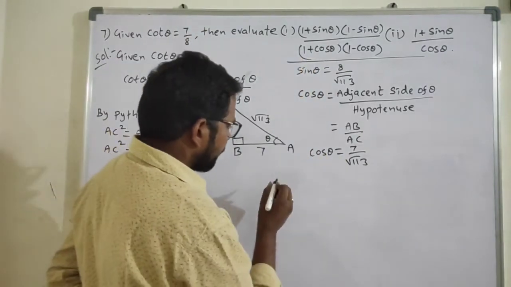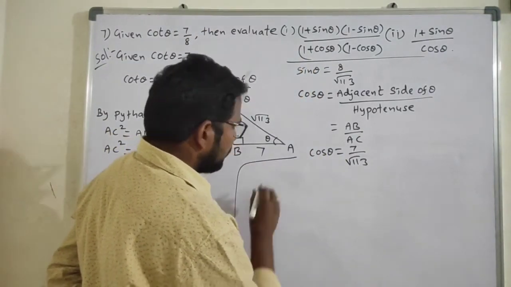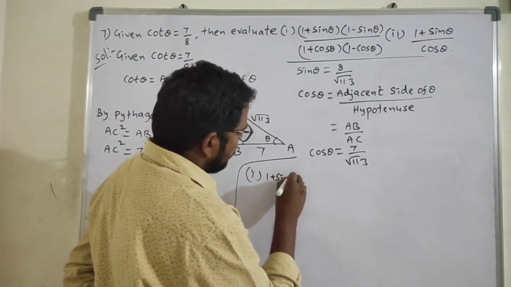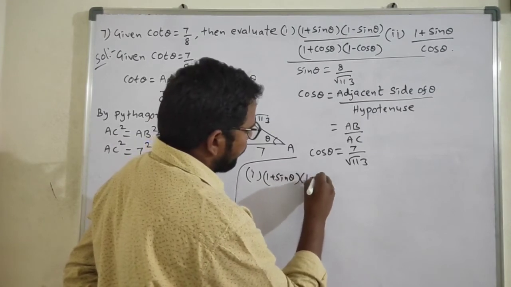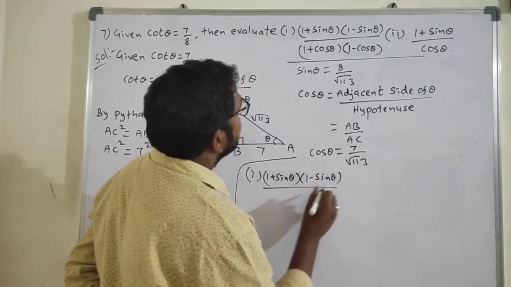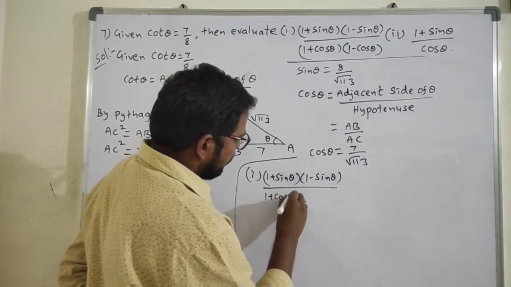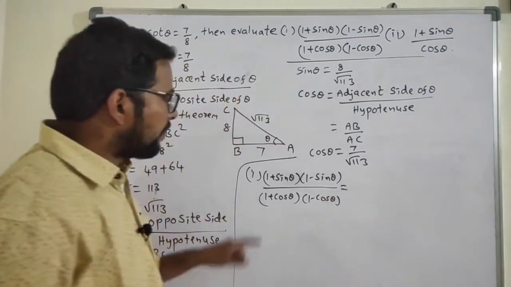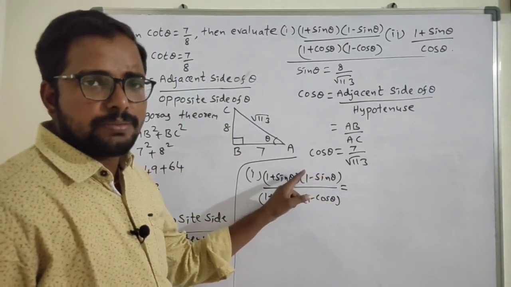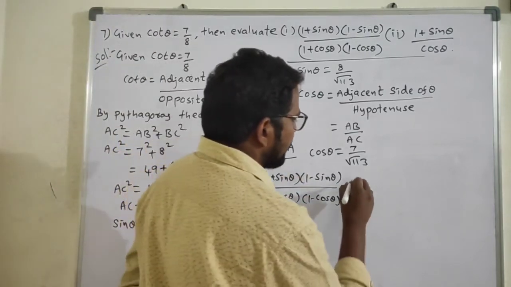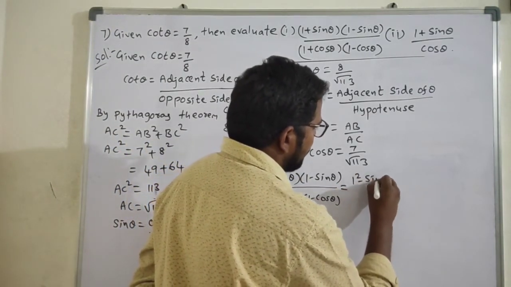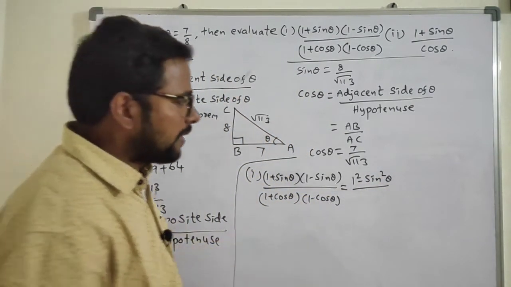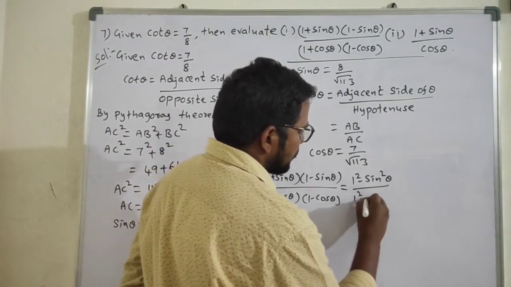Now let's solve the first one. What is given in the first one? 1 plus sin theta into 1 minus sin theta by 1 plus cos theta into 1 minus cos theta. So it is in the form of a plus b into a minus b, so a square minus b square, that is 1 square minus sin square theta. The denominator also has the same form, a plus b into a minus b, a square minus b square, so by 1 square minus cos square theta.